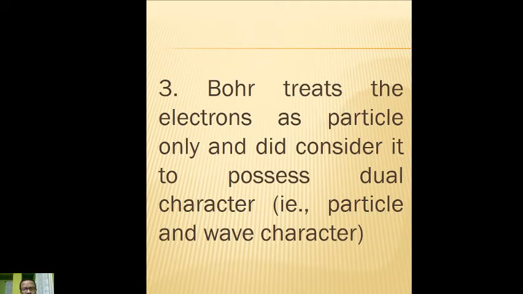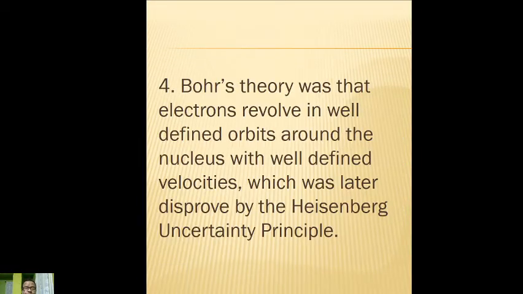Now, the third limitation was that Bohr treats an electron to behave as a particle only and not to possess a dual character, that is, as a particle and as a wave. We now know through the de Broglie wave equation that an electron is associated with a particle and a wave character. But the Bohr theory is silent about the dual property of an electron.